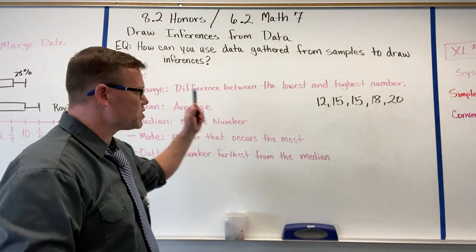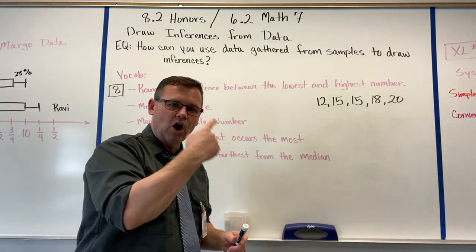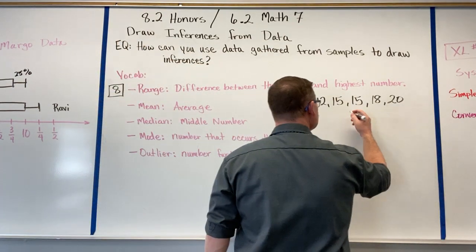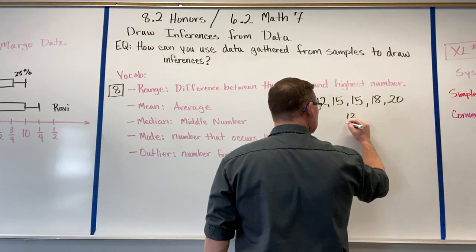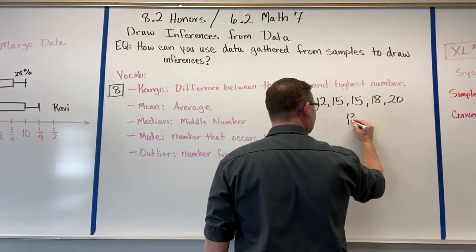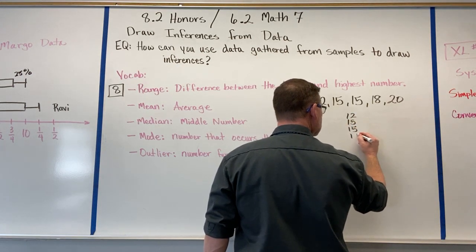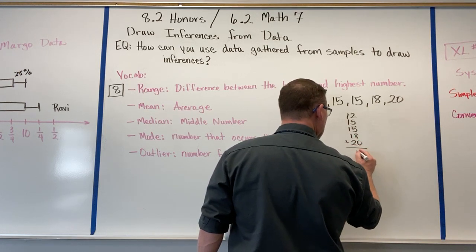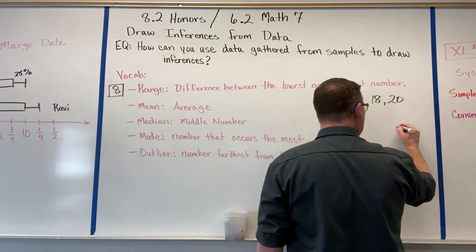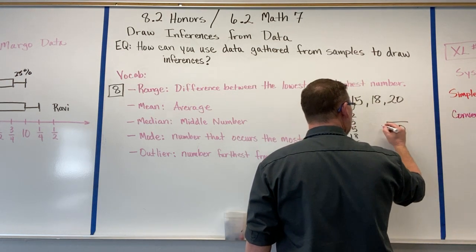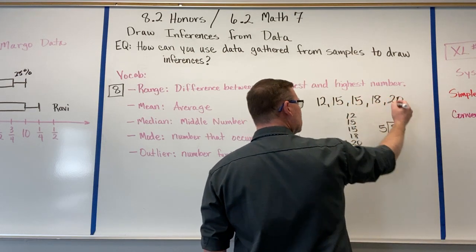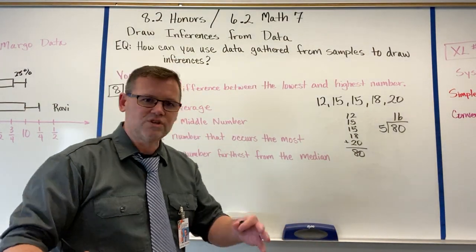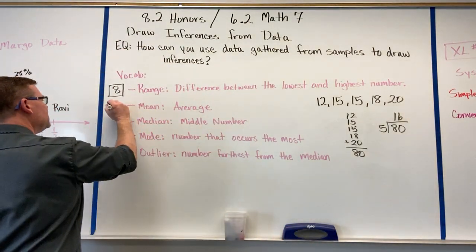The mean is our average. That means we have to add all 5 of these numbers and then divide it by 5. In other words, I'm going to take 20, oops, I wrote 12. Let's go 12, 15, 15, 18, and 20, and I'm going to add them all, okay, and that would equal 80. Then I'm going to take that 80, and I'm going to divide it by 5, because there are 5 numbers, and I would get 16. That means the average or the mean age in this would be 16.